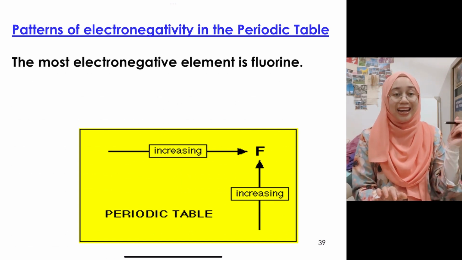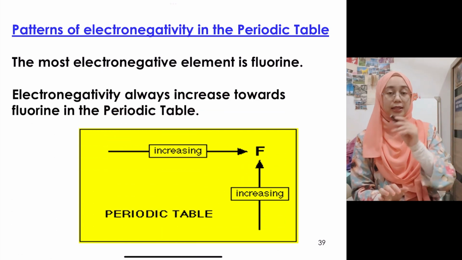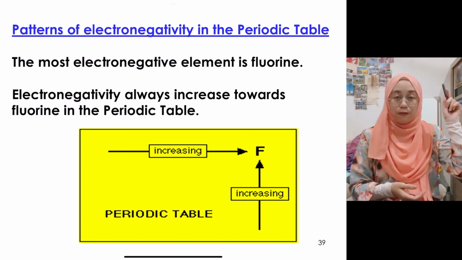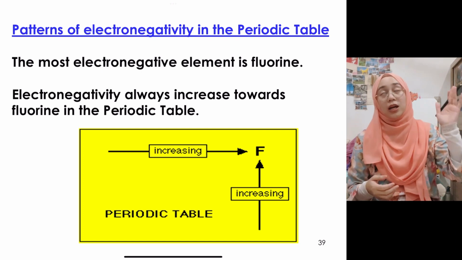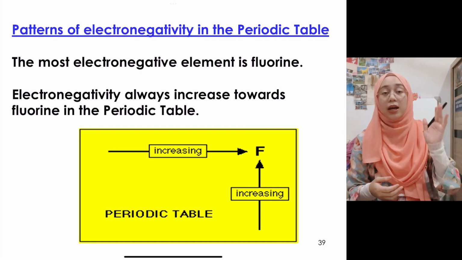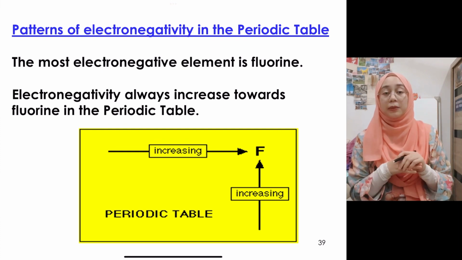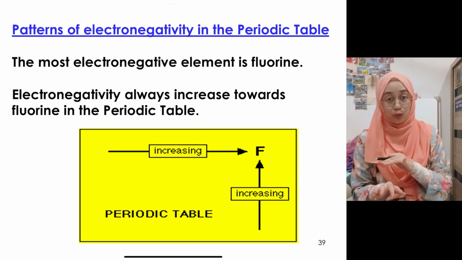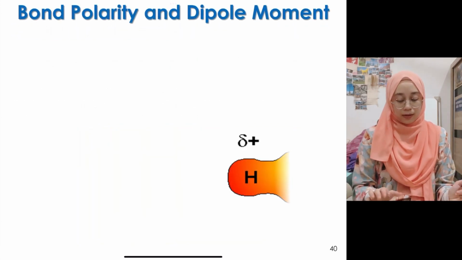So basically anything going towards fluorine, tak kisahlah daripada kanan fluorine ke, daripada bawah fluorine ke, as long as it goes toward fluorine, meaning electronegativity of atom tersebut ataupun elemen tersebut akan meningkat. Okay, lagi jauh, lagi kurang that.